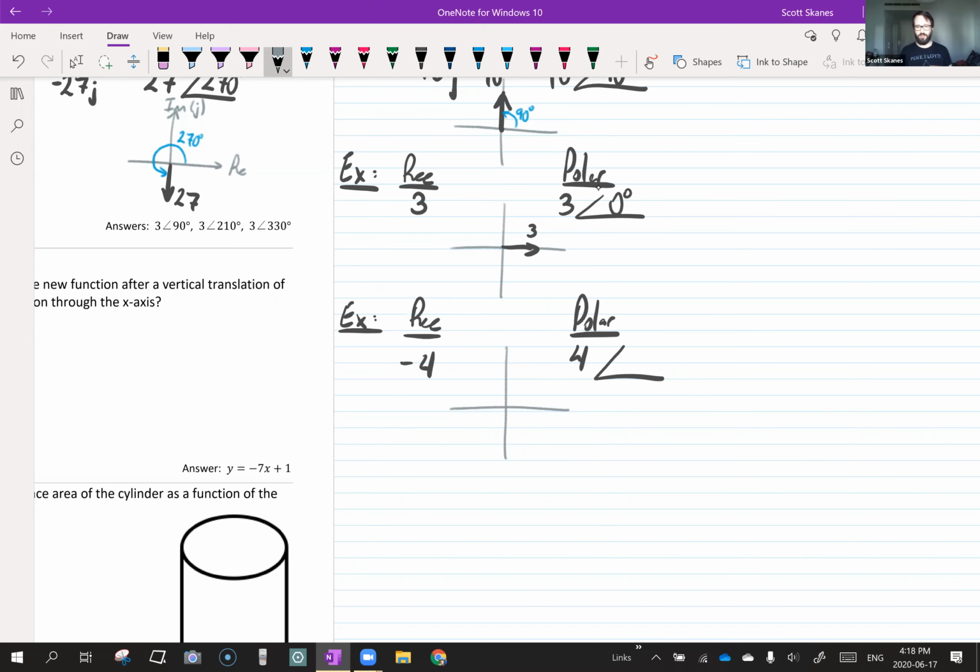Ibrahim, you're asking how do you know if it's up, right, left, or down? I'll answer that when I finish this. Let me just get this done. I can answer part of this in that question. This does not have a J part, so it must be a real number, which means I just go left. The negative means left. And then this is our 180 degrees.